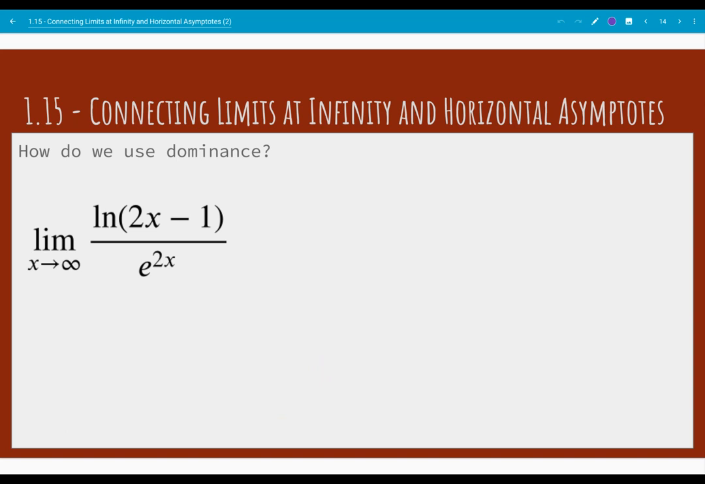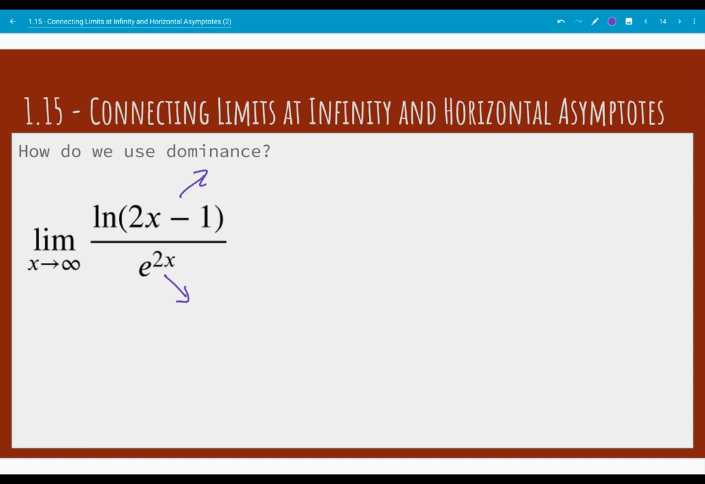So how do we use this idea of dominance? With polynomials, we looked at what dominated the top and what dominated the bottom, and then we evaluated how does that affect the function as a whole. Well, the same idea here. On top, we have a logarithm function, and on the bottom, we have an exponential function. And if you remember, the exponential function is going to dominate the log function because it grows faster than the log function. So because of that, in a function like this, the bottom is going to be growing faster than the top.